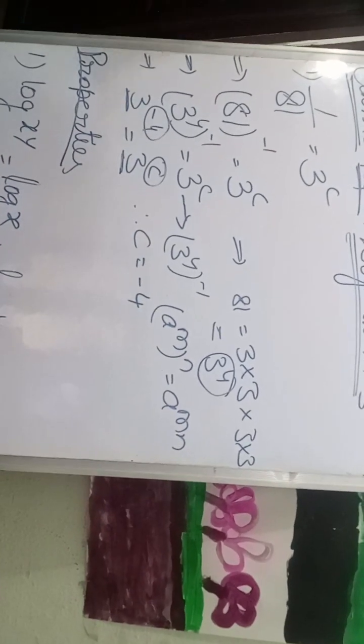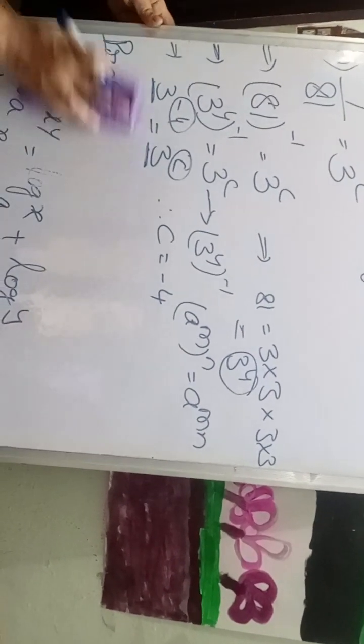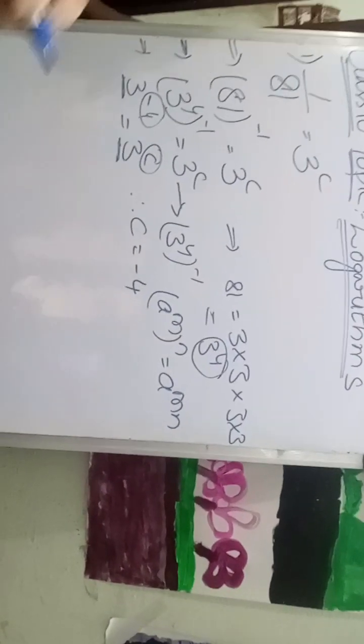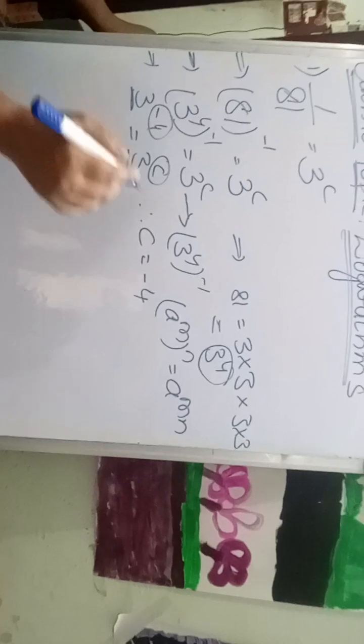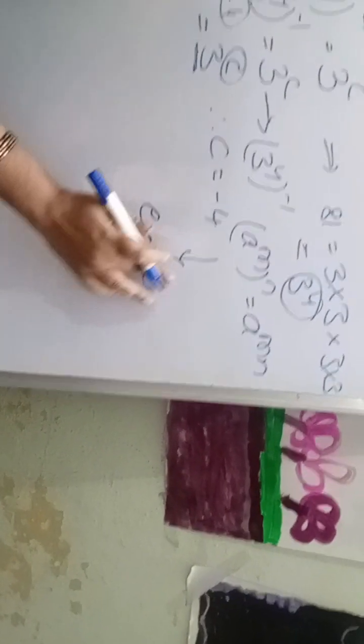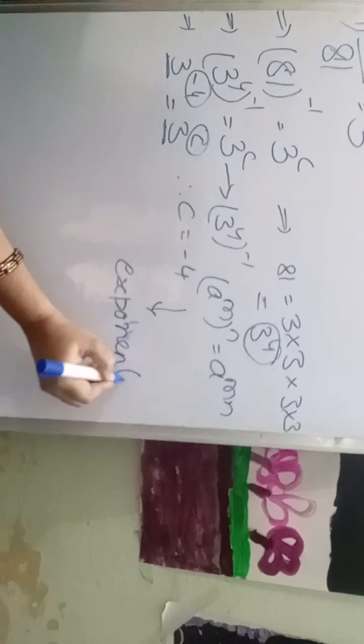By this example, what can you say? Logarithms are a short form to write the exponential forms. Logarithms are related to the exponential forms.